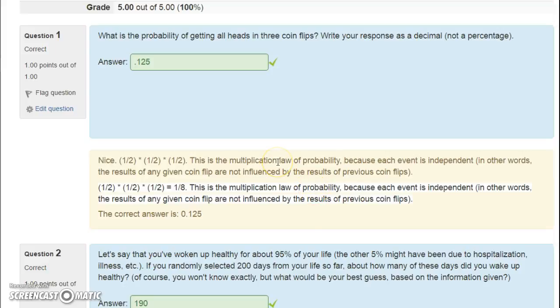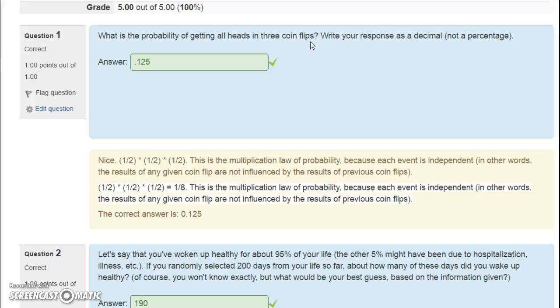Okay, this is the solutions for Chapter 10 quiz on probability. Question 1 asks the probability of getting all heads in 3 coin flips. One way you could do this is to write out the entire sample space. In other words, write out all possible options.